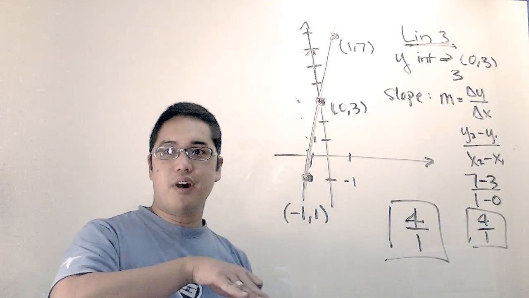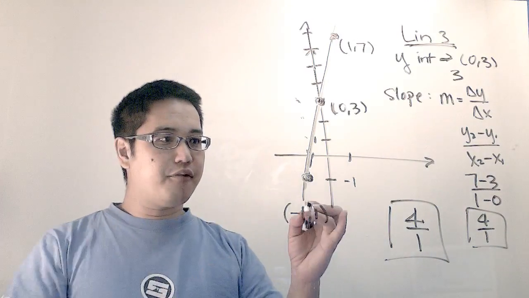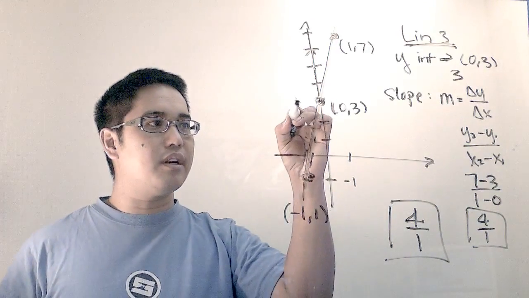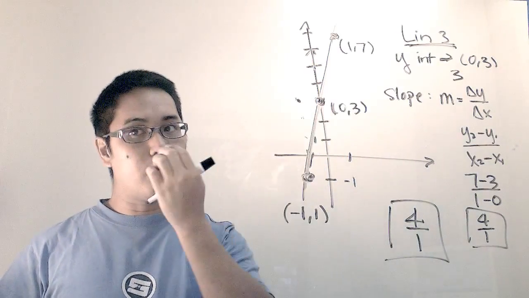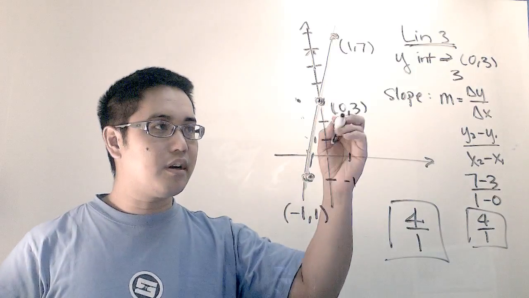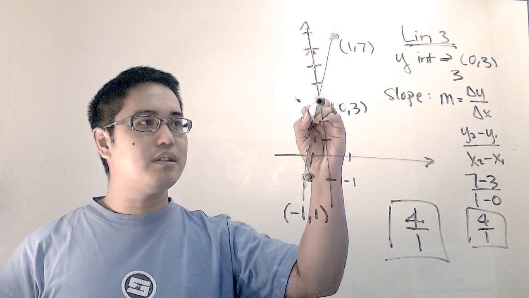Now, Leanna, you said 5. No, it's not 5 because we started at -1. We only went up to 3. So I go 1, 2, 3, 4 up. That's my rise. And 1 across. And that would get me from this point to this point.